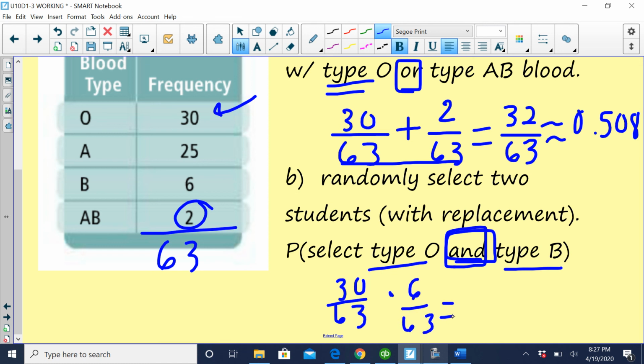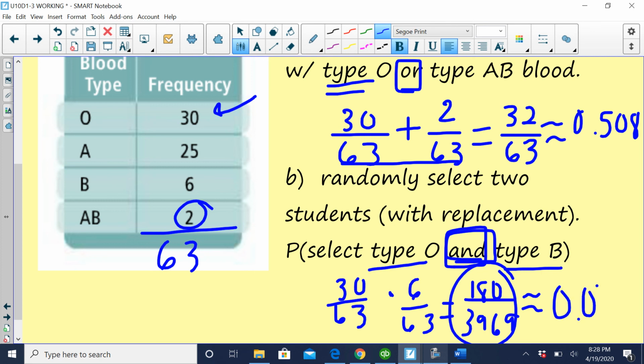Now, when I multiply fractions, I actually multiply straight across, meaning the numerator times the numerator. So I'm taking 30 times 6, and I end up with 180, and then 63 times 63, I end up with 3,969. Now, I don't necessarily have to show this step right here. I could just type both fractions into my calculator and multiply them. Okay, but if I type in 180 out of 3,969, I end up with 0.045, and that would be my probability.